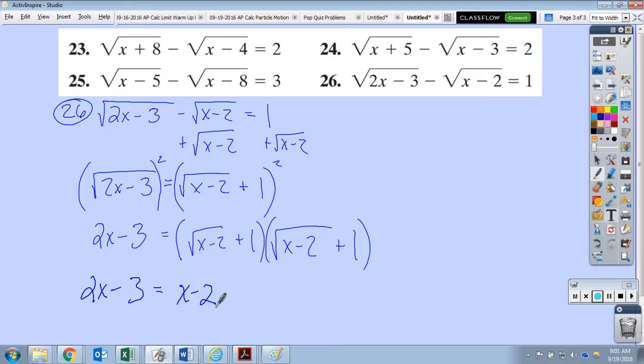Then we have the square root of x minus 2 times 1, so plus the square root of x minus 2, plus 1 times the square root of x minus 2, which is still square root of x minus 2, plus 1 times 1, which is 1. Yes?